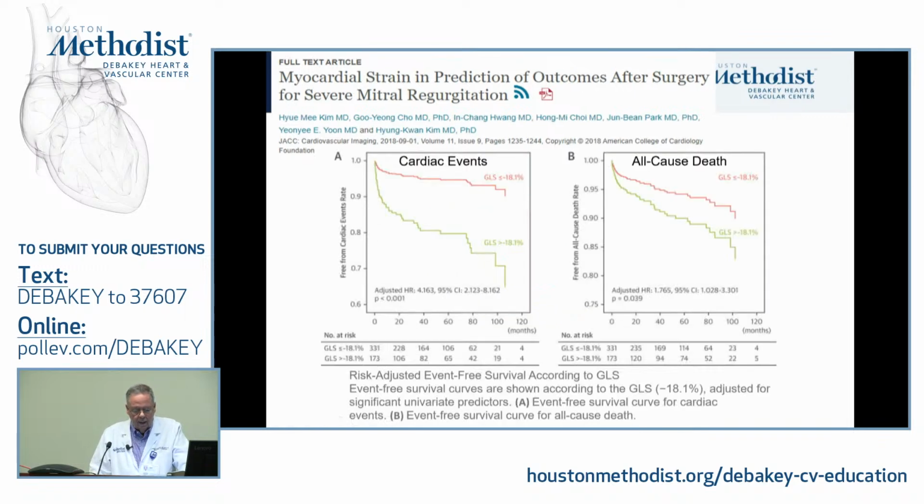And then looking at cardiac events and all-cause death over 100+ months, so this is a long follow-up. Again, GLS better than 18, much better survival than under 18 for cardiac events and for all-cause death. So I think that eventually we're going to see an impact of these findings in guidelines. We'll have to see whether they will require a trial where GLS is used for treatment or not. But I think these findings are powerful enough that we have to pay attention to.